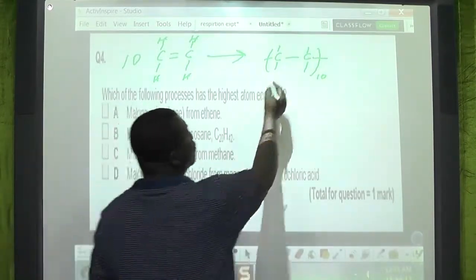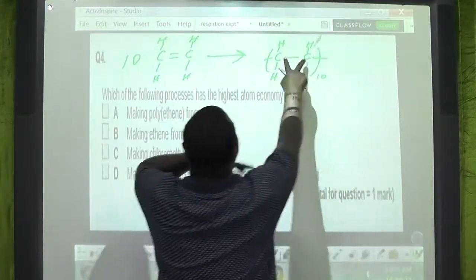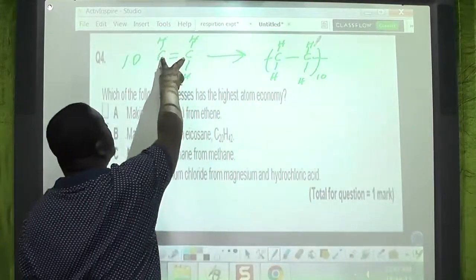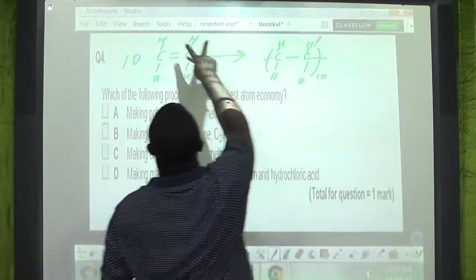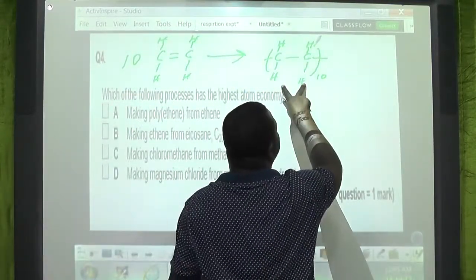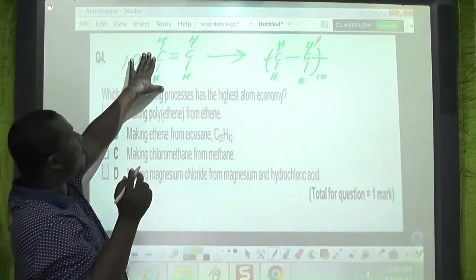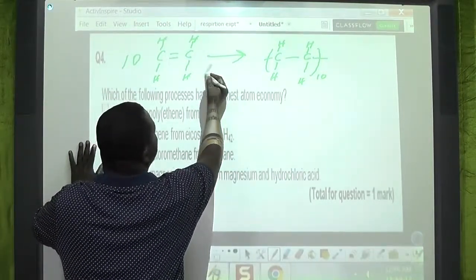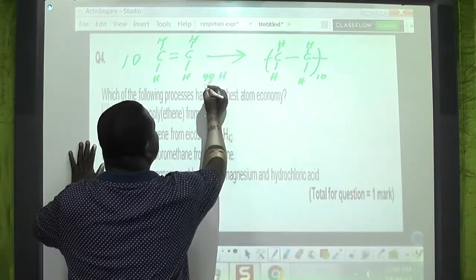I'm not losing any atom. There are 2 atoms of carbon here and 4 atoms of hydrogen. 2 atoms of carbon multiplied by 10 is 20. 4 atoms of hydrogen multiplied by 10 is 40. So I have the same number of atoms on both sides: 20 carbons and 40 hydrogen here, and 40 hydrogen and 20 carbon on this side.